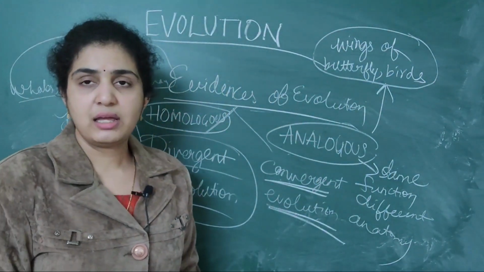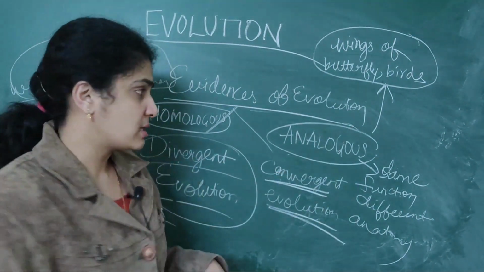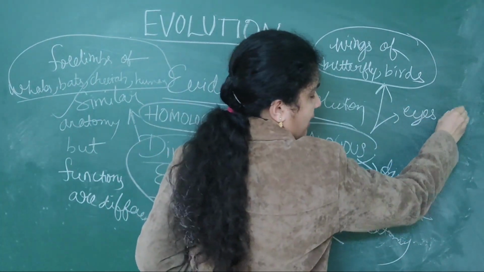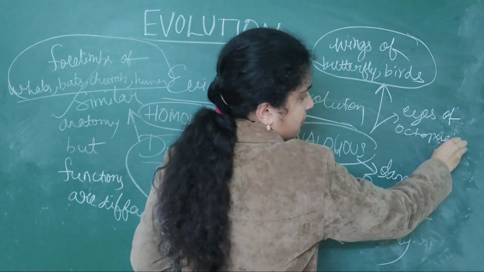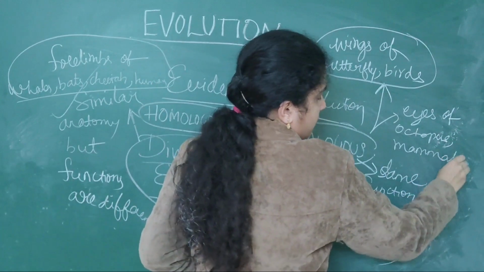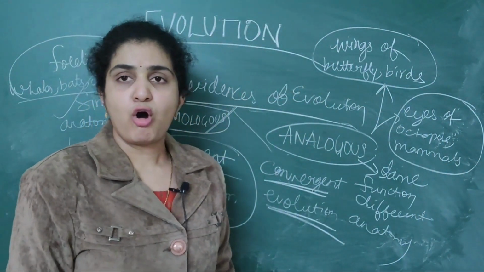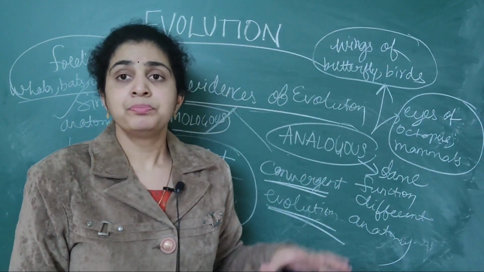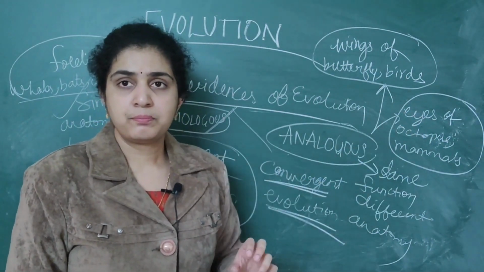Wings of butterfly as well as birds, as well as eyes of octopus as well as mammals. Octopus, those which live in the sea, as well as mammals. Their eyes are also similar.